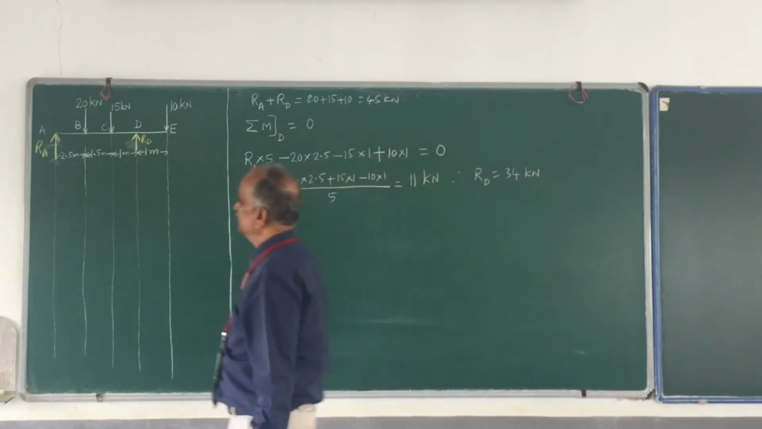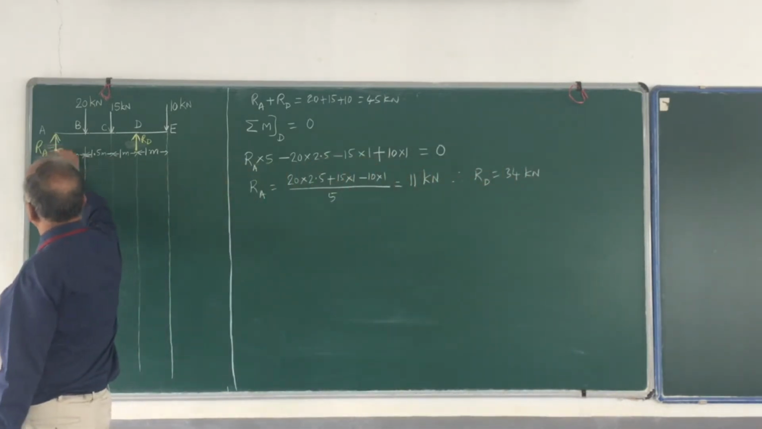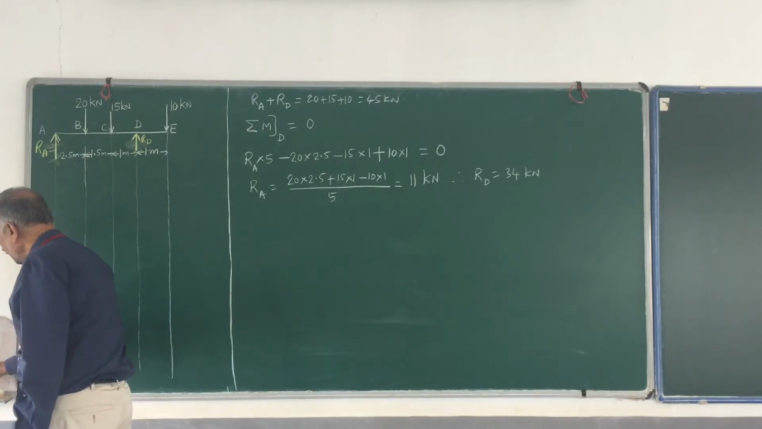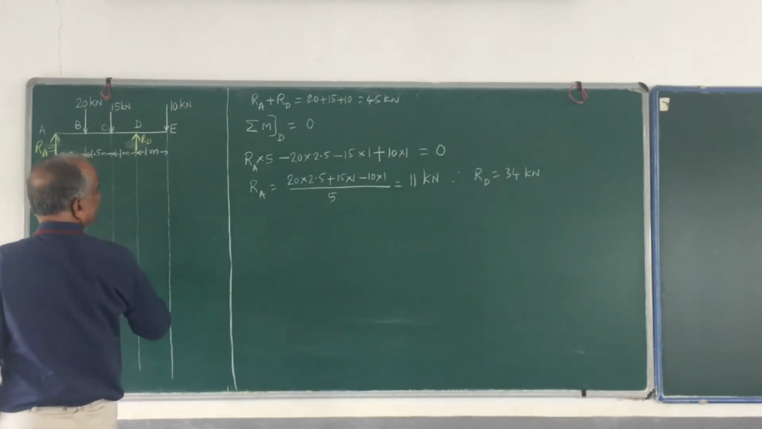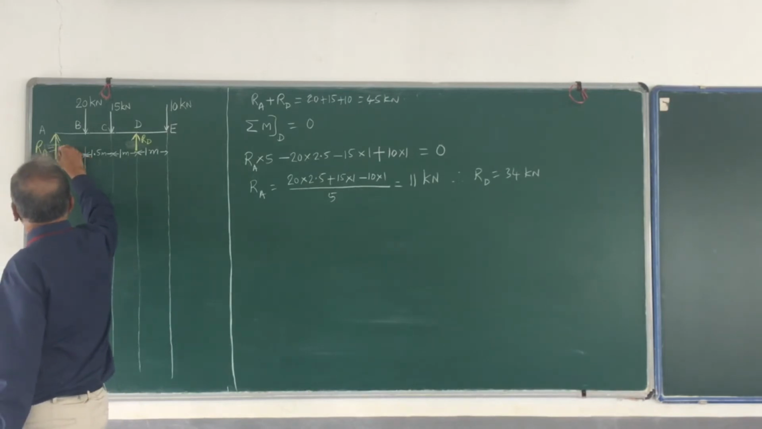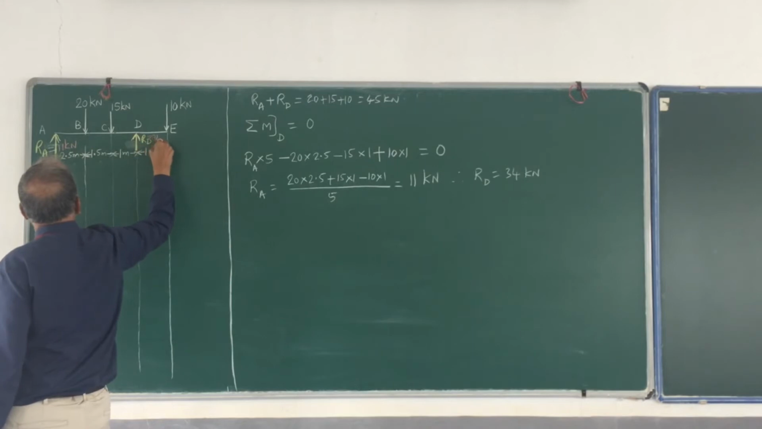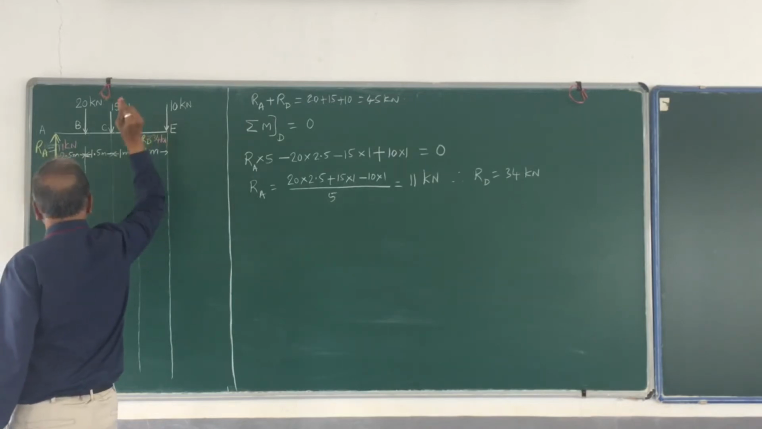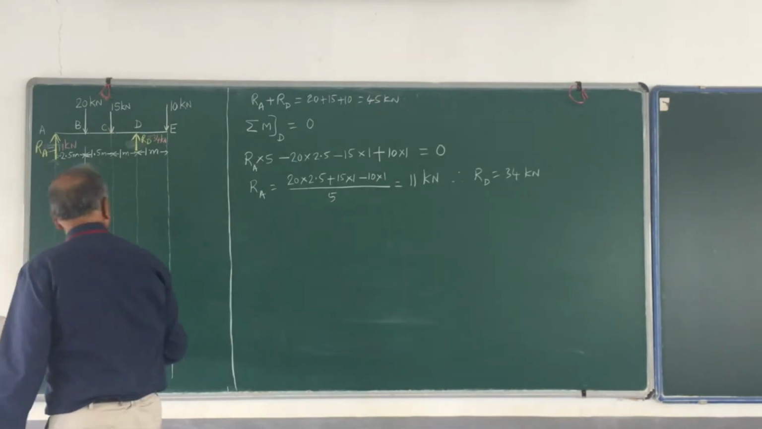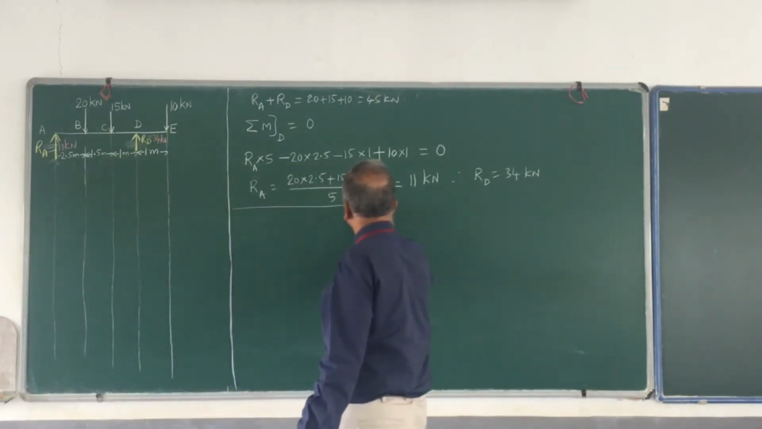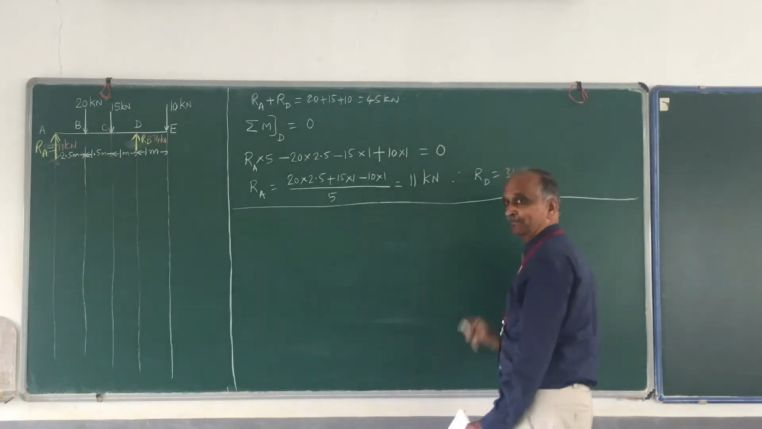Okay, replace this. Now RA, though I call it RA, for all practical purposes I know what its value is. What is RA? RA is 11 kilonewton. This RD is 34 kilonewton. Okay. So now all this is our starting preliminary things required.